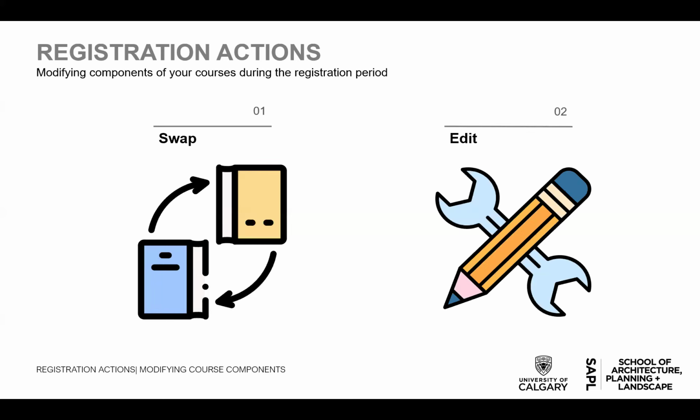The edit function allows you to change the secondary component of a course, which is usually the lab or tutorial, while the main component of the course, such as a lecture, stays the same. For example, let's say you were enrolled in Data 201, but you wanted to change your lab section 4 to a different section. In this case, you would use the edit function to modify only your lab section. Your lecture section stays the same. As a reminder, swap and edit actions can only be performed up until the add deadline of each relevant semester.